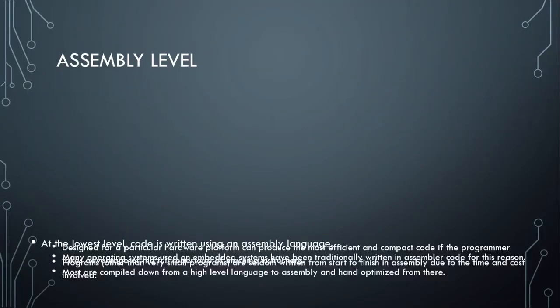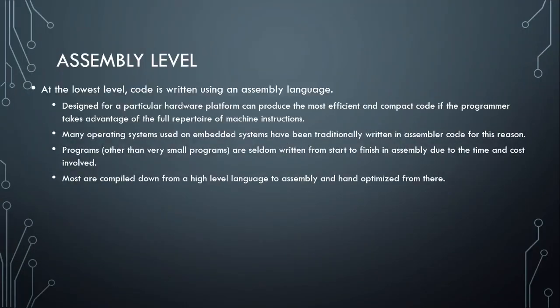Next is the assembly level, which is our last level here. This is the lowest level. Code is typically written using an assembly language. This is designed for a particular hardware platform that can produce the most efficient and compact code if the program takes advantage of the full repertoire of machine instructions. Many operating systems used on embedded systems have traditionally been written in assembler for this reason. Now, we're not talking like Windows, that's not embedded, but when you start talking like embedded software, they have their own OS that's in there.